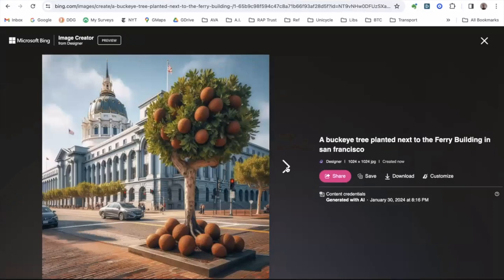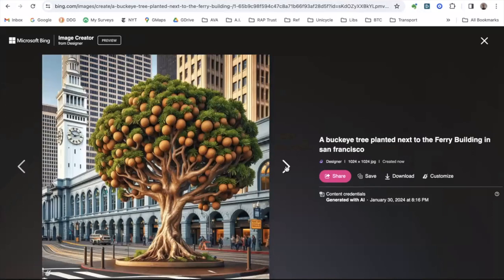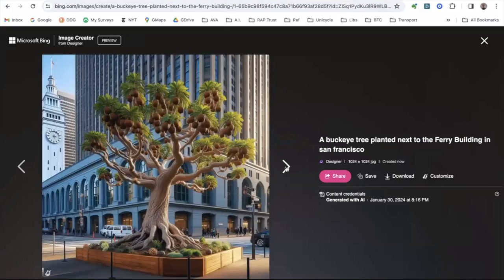Wow, so these are more surrealism for sure. That's City Hall. That's not the ferry building. That's the ferry building. But who's ever seen buckeye trees like that? Those are buckeye nuts the size of watermelons. Who knows, right?